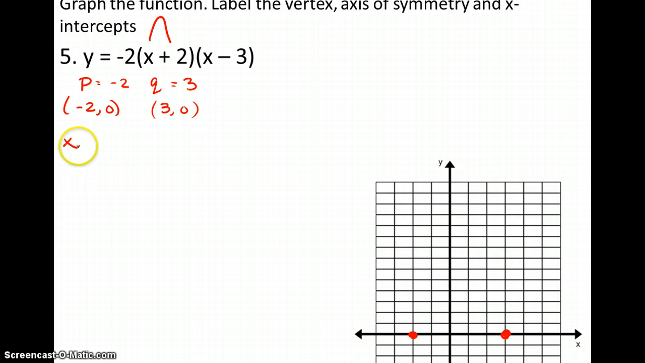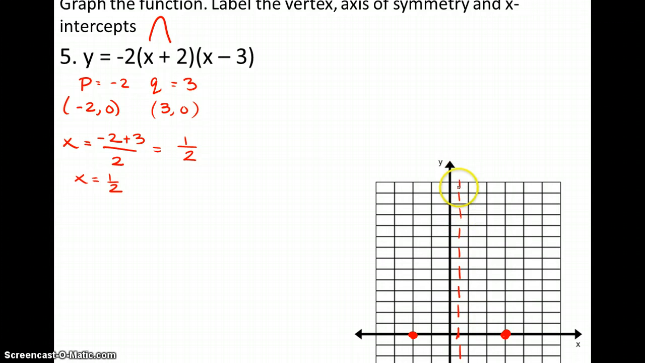And to find my vertex, I'm going to have x equals p plus q over 2. So negative 2 plus 3 over 2, which gives me 1/2. Not afraid of the fraction, so don't you be either, because I'm here. I am here with you. I got you. But go ahead and draw your axis of symmetry.